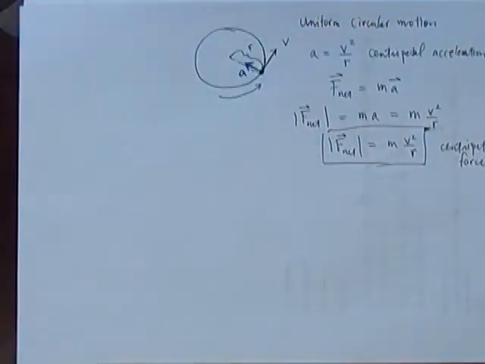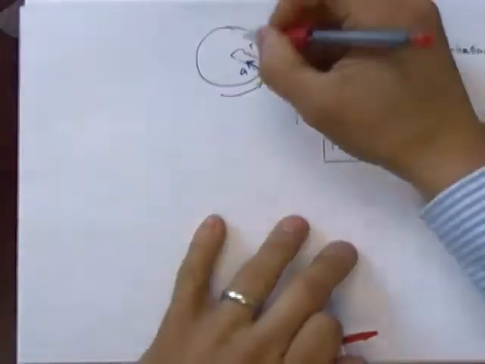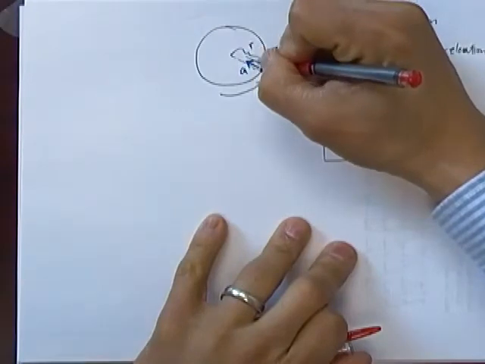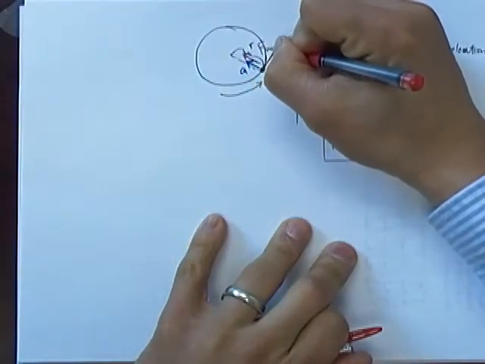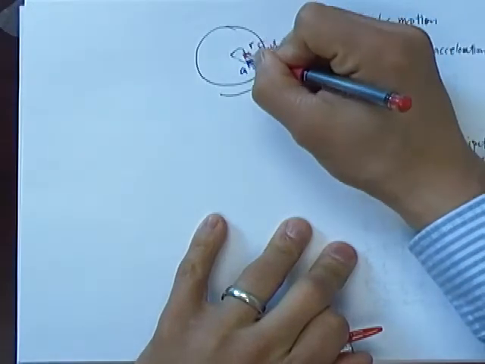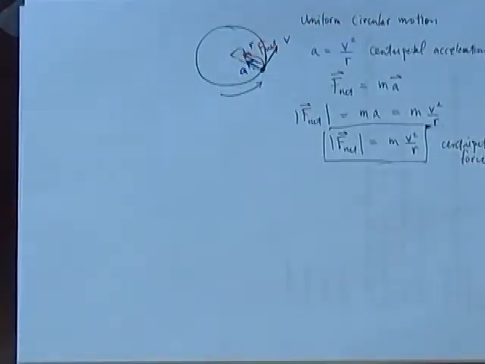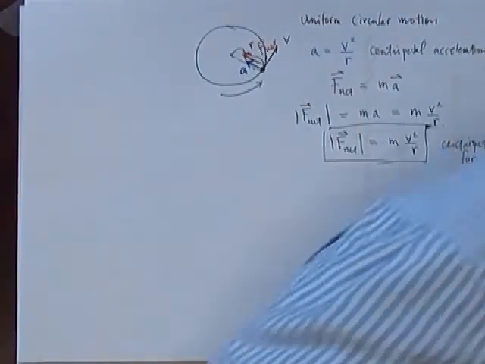Okay, so maybe I should also draw that. So the force has to be pointing inwards. So this has to be the force, and F net must be pointing inwards like that. Okay. So that's pretty straightforward, I think.